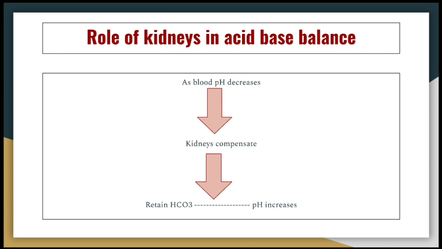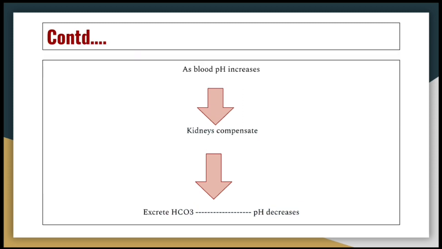Kidneys will retain bicarbonate. It won't allow the bicarbonate to pass out of the body. So when bicarbonate gets stored in the blood, it will maintain the pH. It will increase the pH gradually, so it is trying to make it normal.